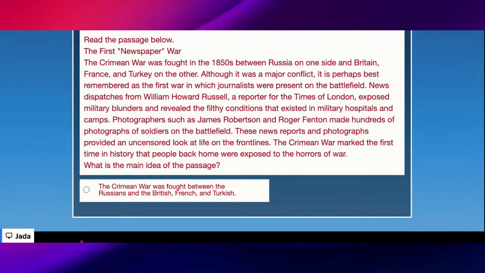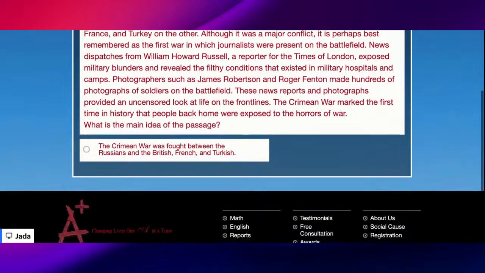These news reports and photographs provided an uncensored look at life on the front line. The Crimean War marked the first time in history that people back home were exposed to the horrors of war. What is the main idea? So it says that the main idea is that the Crimean War was fought between the Russians and the British, French, and Turkish.